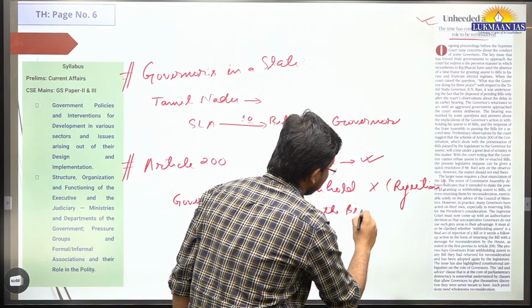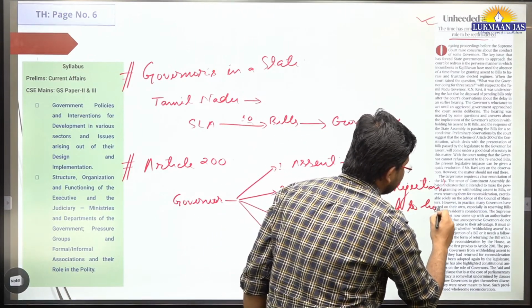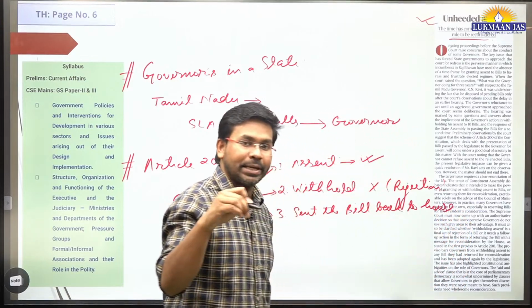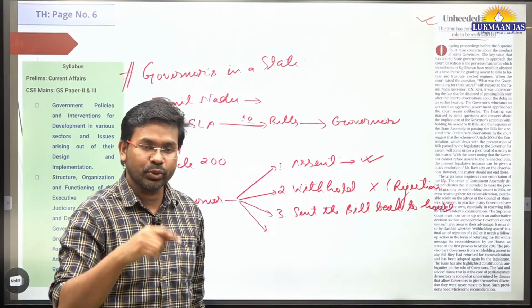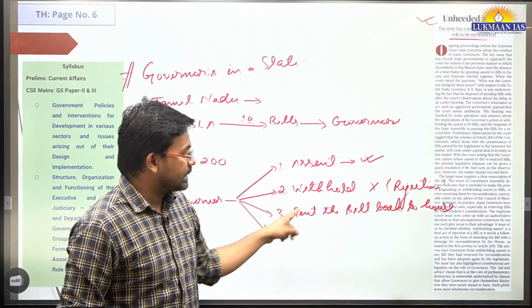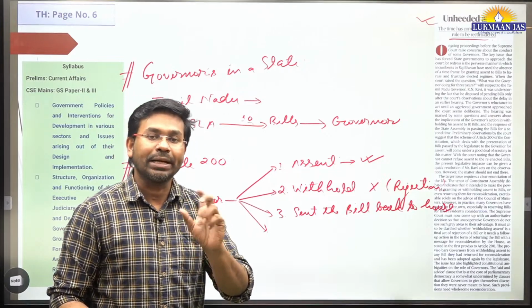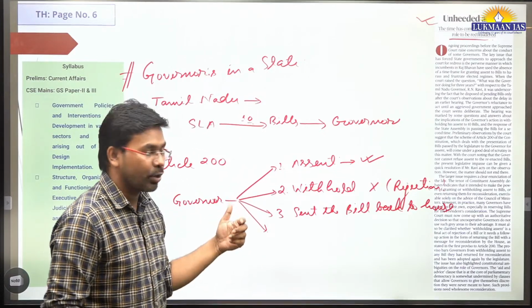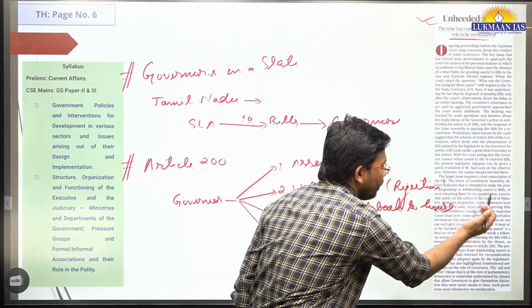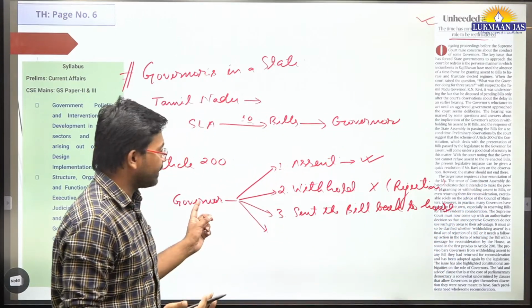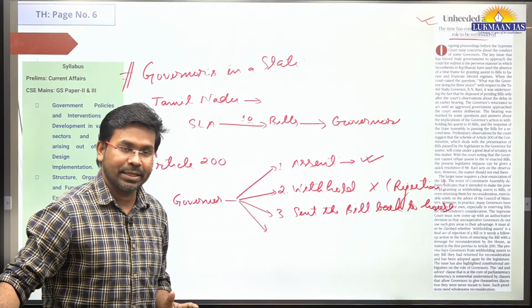The third option that is available with the governor is that the governor can send the bill back to the house for reconsideration, with some comments that you need to work on these factors before you send it to me again, so that then I will give my assent. Sending the bill back to the house means there can be some provisions in the bill that are not in sync with the Constitution of India. In that case, these bills may be reworked by the state legislative assembly, then it will come back to the governor and the governor may give assent.